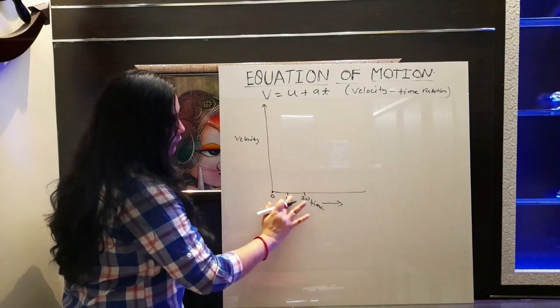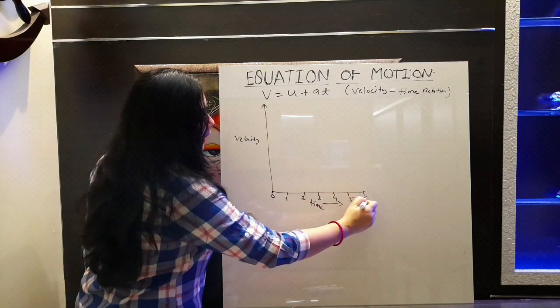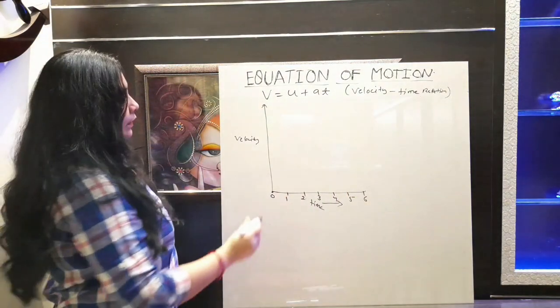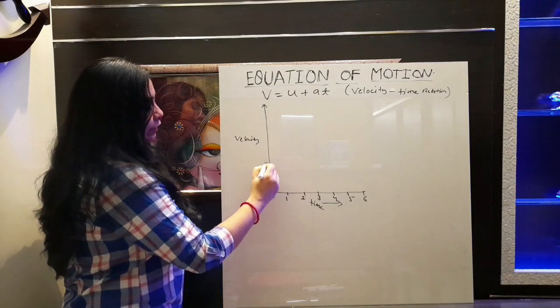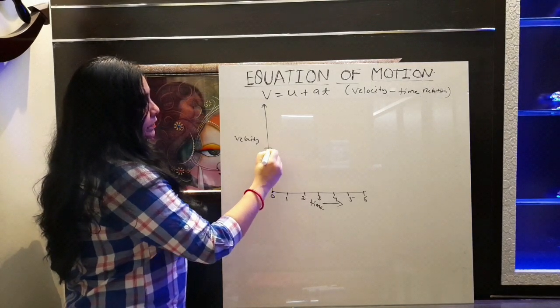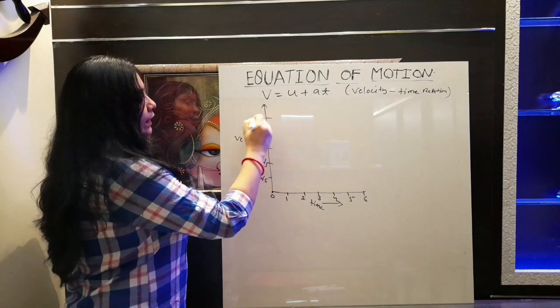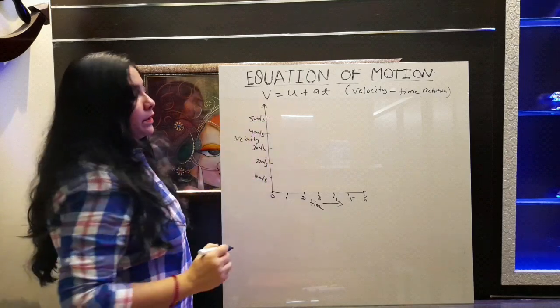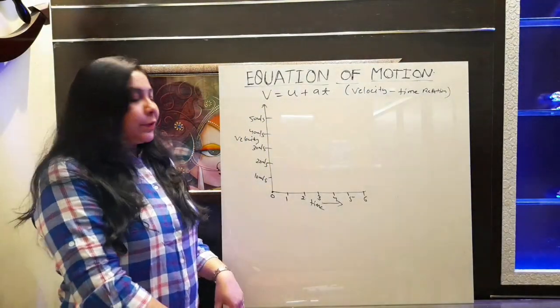Okay, now this is 1 second, 2 second, 3, 4, 5 and 6 seconds I'm taking here, and here it is velocity. So let's take, this is 10 meter per second, 20 meter per second, 30 meter per second, 40 and 50 meter per second. Okay, now we'll make a graph here first.